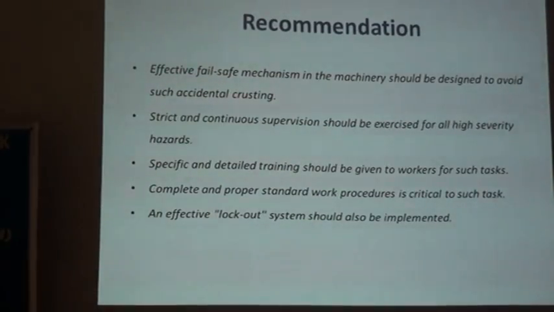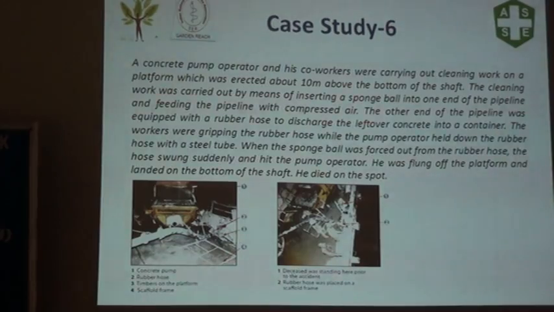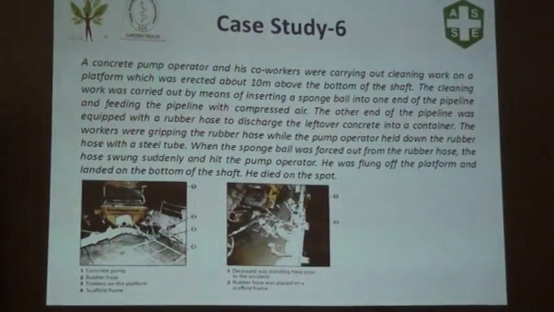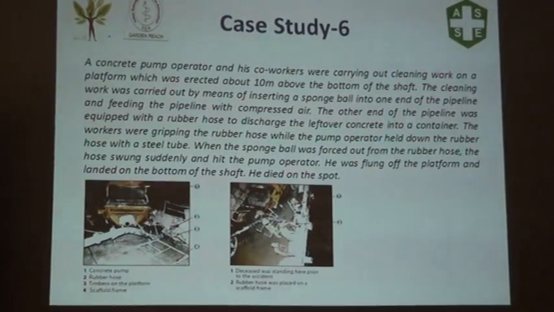So the recommendation is always there. So case study number 6, if you want to, I can just produce by overall. This is basically the concrete firm. They wanted to clean the concrete. So basically, what they do, they put the sponge on one end of the hose, on the other end they will blow the compressed air, and they fix the other end with a small hose so that the concrete can be removed out from the hose. During the compressed air going, the other end of the hose swung and hit the person. This is the case study we have.